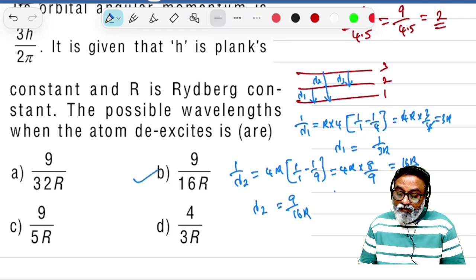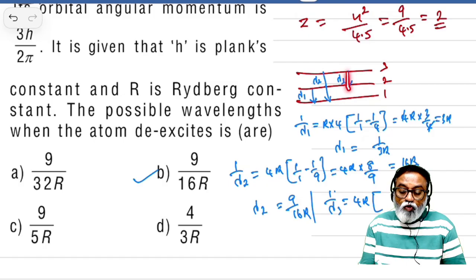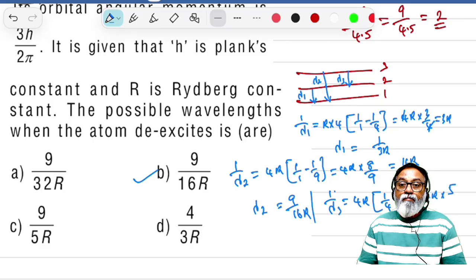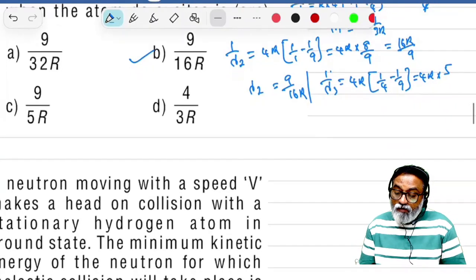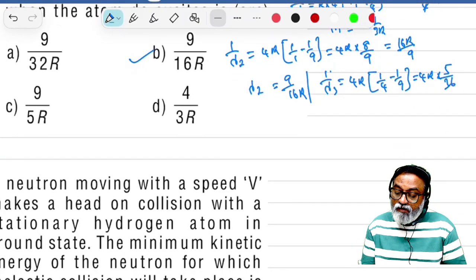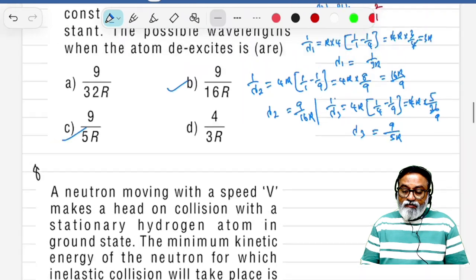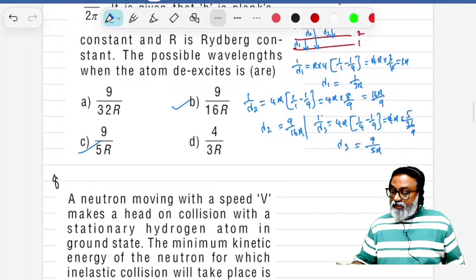Another one, lambda 3. 1 by lambda 3 is equal to 4R into, here lambda 3 means 3 to 2. Therefore, 1 by 4 minus 1 by 9. This becomes 4R into 9 minus 4 by 36, that is 5 by 36. Therefore, lambda 3 is equal to 9 by 5R. Therefore, answer C is also correct. Therefore, B and C are correct.